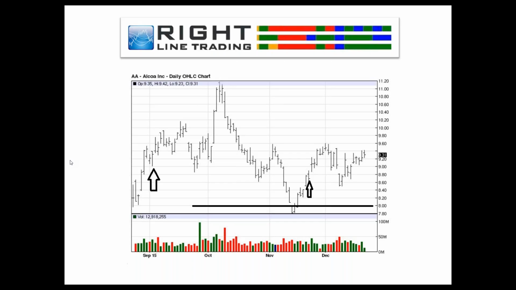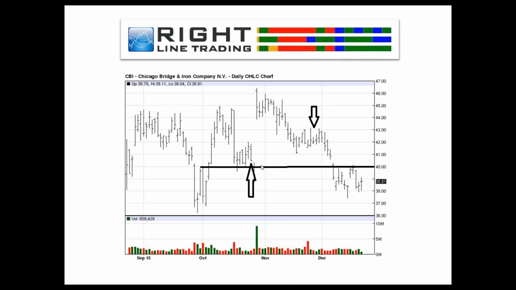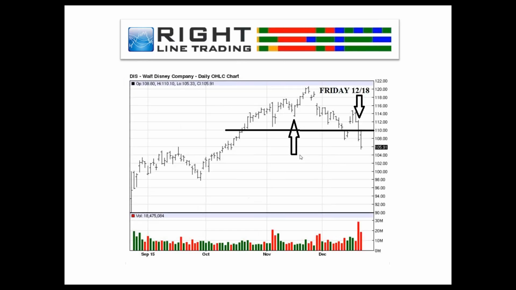This is Alcoa. Here's where it had a close above 8. We placed the position here. It expired here. We received 100% of our net credit. This is Chicago Bridge and Iron. It had a close above 40. Placed the position here. It expired here. 100% of our net credit.